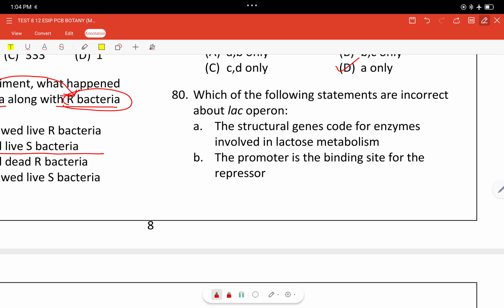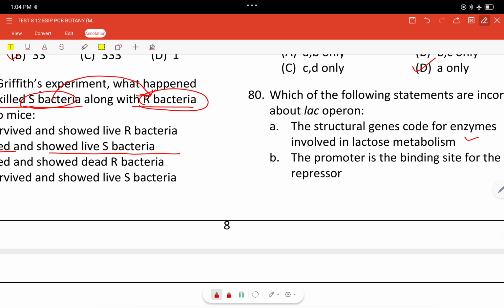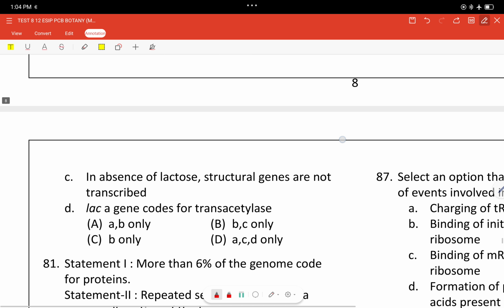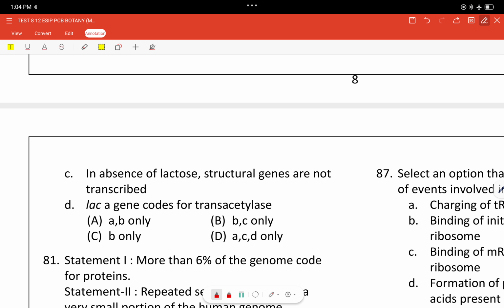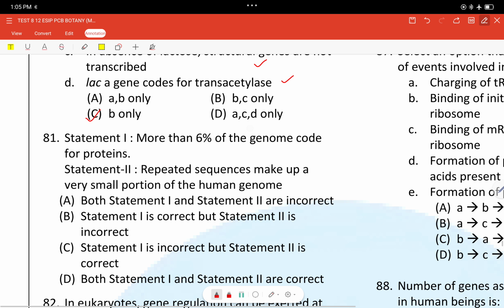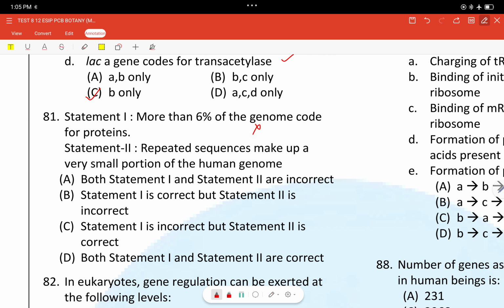Which of the following statements are incorrect about lac operon? The structural gene code for enzyme involved in lactose metabolism, that is correct. Beta galactosidase, permeases and transacetylase, all the three enzymes work together to help in lactose metabolism. The promoter is the binding site for repressor. It is incorrect. It is the operator region actually. And in absence of lactose, structural genes are not transcribed, that is correct. And lac A gene code for transacetylase, that is also correct. So incorrect is B.